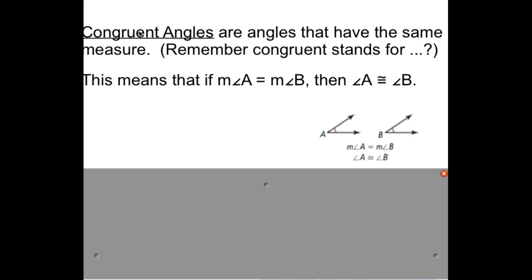And so that means that if the measure of angle A and the measure of angle B are equal, then angle A and angle B are congruent. Remember, we use the congruent symbol when we don't actually know exactly how much two things are. We just know that they are the same. We use M and the equal sign together when we're talking about how much something specifically is.